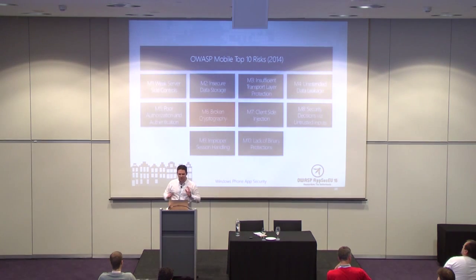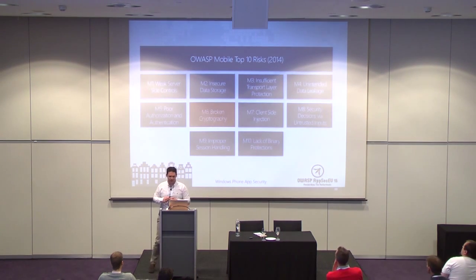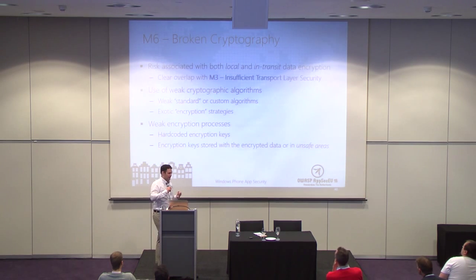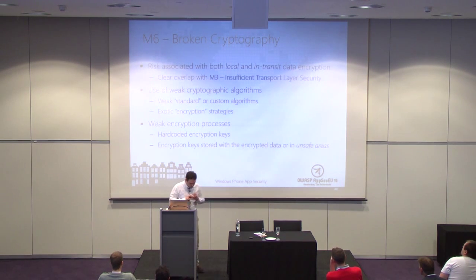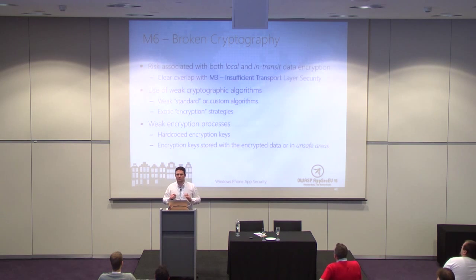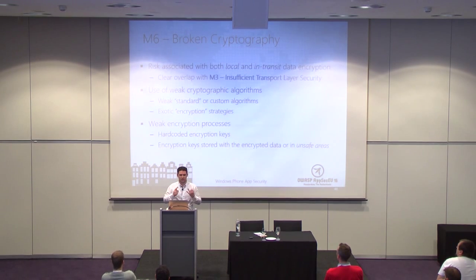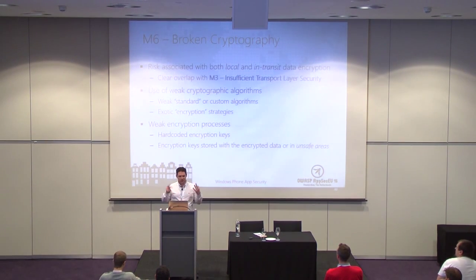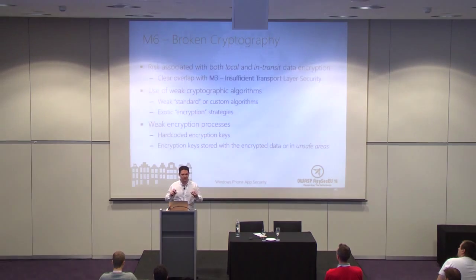By the way, let's move to M6, which refers to broken cryptography. We have two different aspects related to broken cryptography. The first is the use of weak cryptography: the use of custom encryption algorithms, the use of vulnerable or broken encryption algorithms, exotic ways to encrypt, exotic strategies to encrypt data.